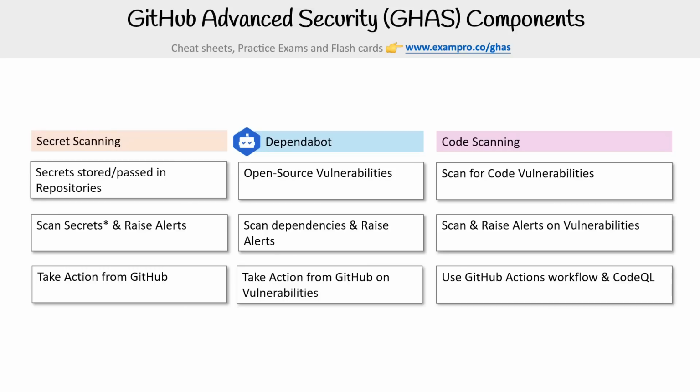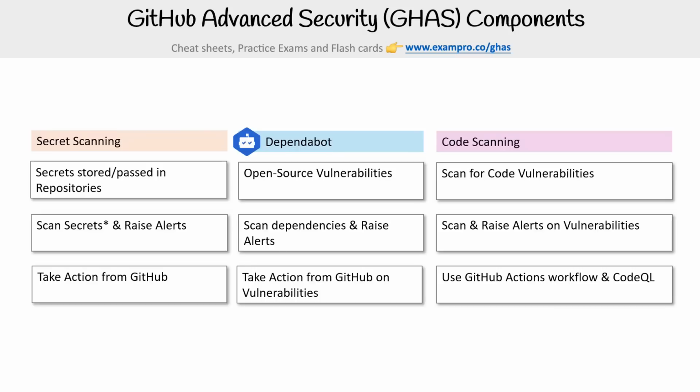Dependabot is an open source vulnerability scanner. It looks for vulnerabilities in open source libraries used in your container, so dependencies or just the libraries that are used by packages which could be vulnerable. It can help raise an alert for it. It can also take an action from GitHub on vulnerabilities that it identifies as well.